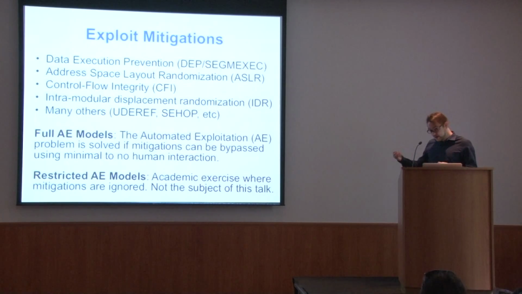Opposite to the restriction models, I like to call that the full models, the full automated exploitation models, where in fact your AE algorithm actually takes into account all these protections that the operating system provides to you. This is, of course, a much harder problem than the below. And nobody today in the world has tackled these problems. People are trying, but it's clearly an open problem today. And this is the topic of this talk, exploit generation in full models.